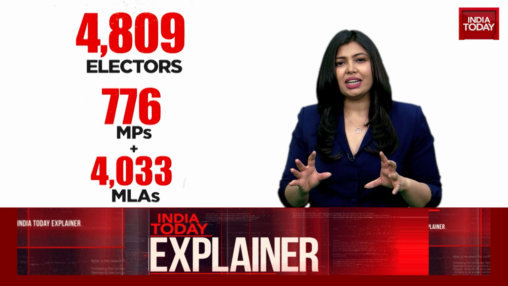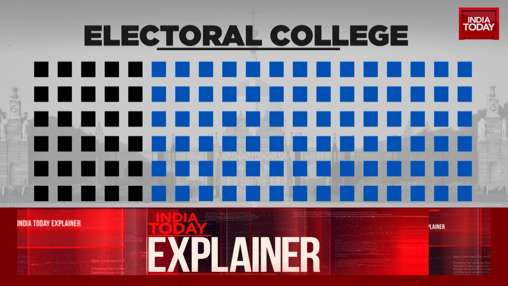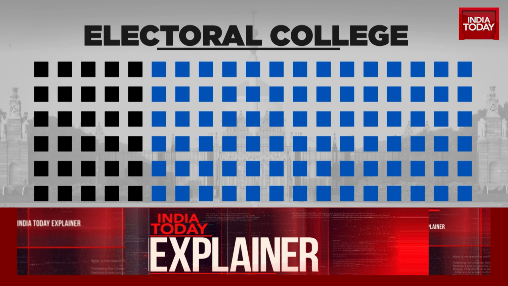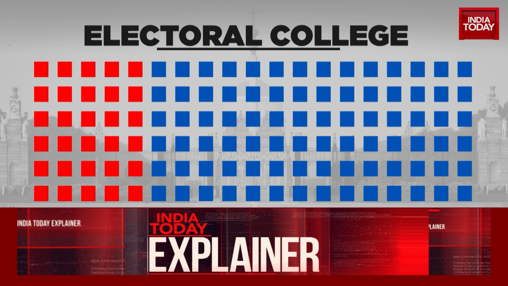And to explain this further here, let's take it this way. Each of these blocks here represent one MLA, and there are such 4,033 MLAs from all the states and 2 union territories. These red blocks here next to them represent 776 MPs. This is the electoral college. And then comes an interesting bit here. All votes are not equal.